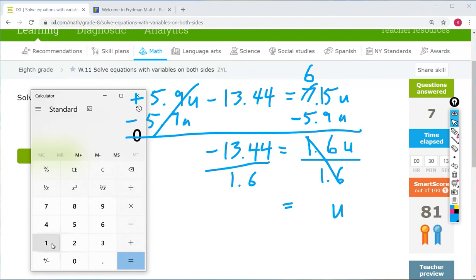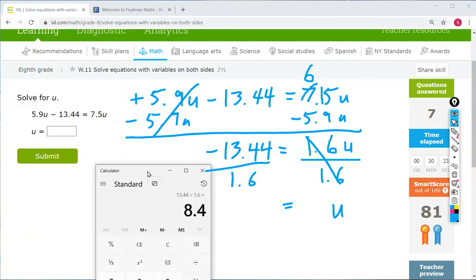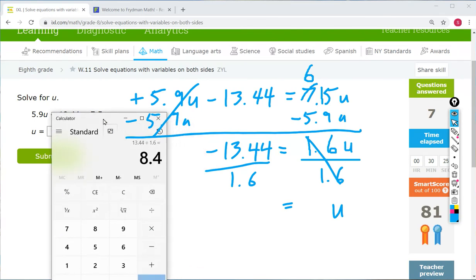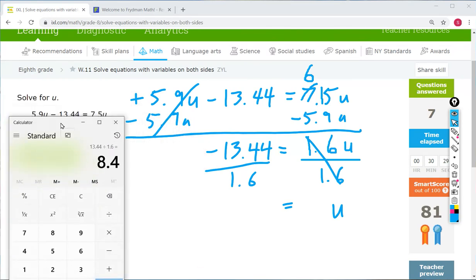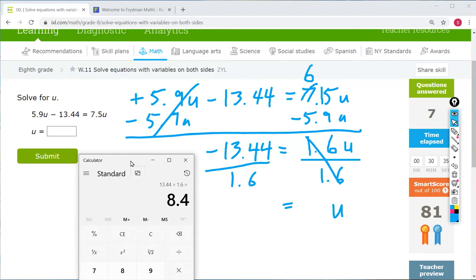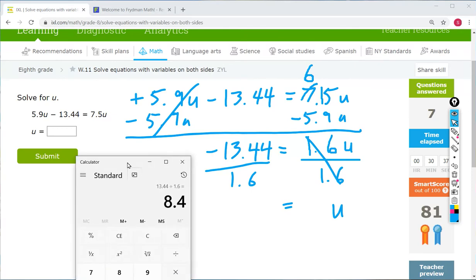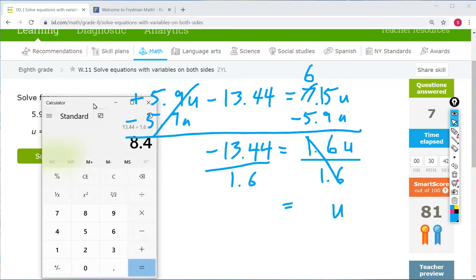Maybe 9. Okay, 13.44 divided by 1.6, I think 9. Oh man, okay. I just assumed that it would give me an integer, a whole number, just because for a lot of these IXL problems they work it out that way. But no, that would have been my best guess for a whole number, but I was just wrong. Okay, let's not sugarcoat it. I was just wrong.